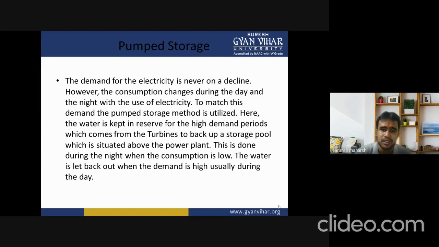However, the consumption changes during the day and the night with the use of electricity. To match this demand, the pump storage method is utilized. Here, the water is kept in a reserve for the high demand periods, which comes from the turbine back up to a storage pool, which is situated above the power plant. This is done during the night when the consumption is low. The water is let back out when the demand is high, usually during the day.